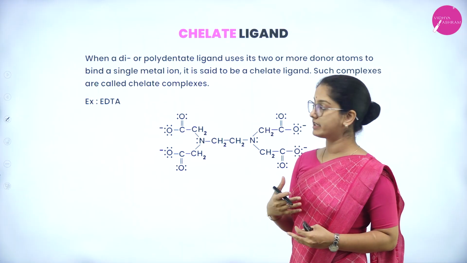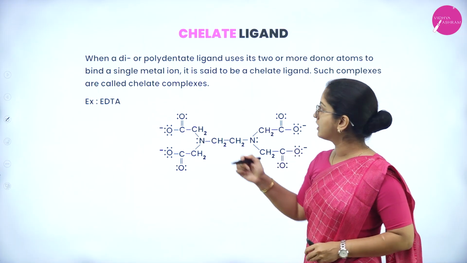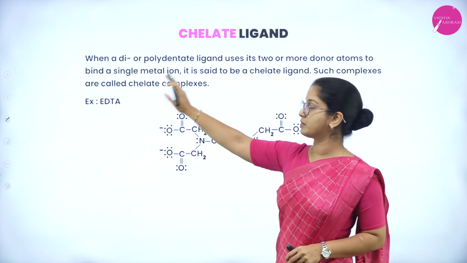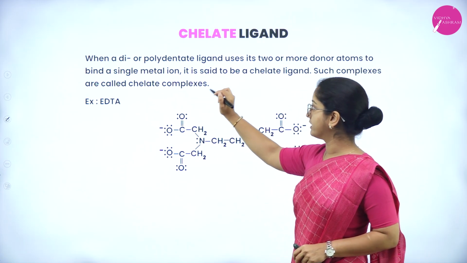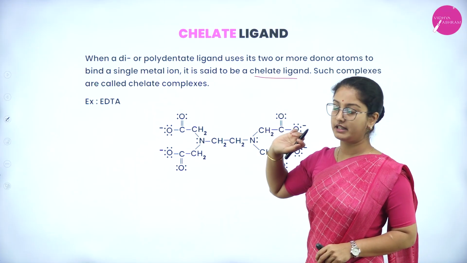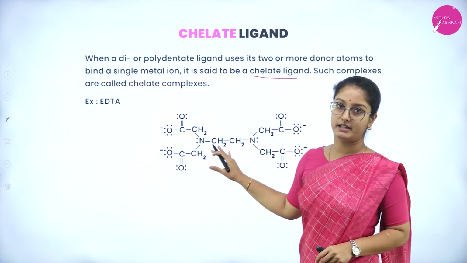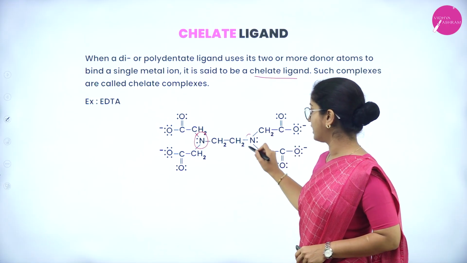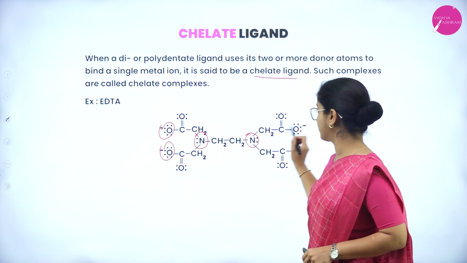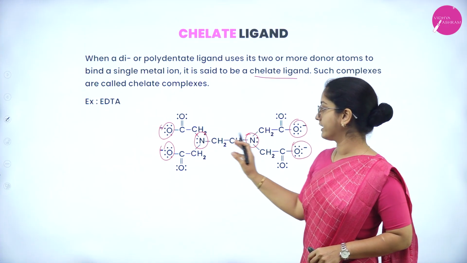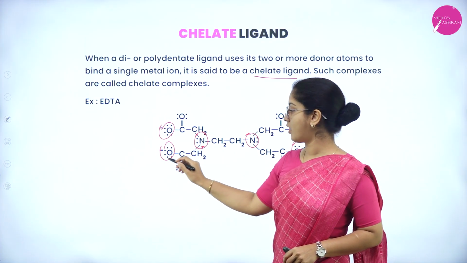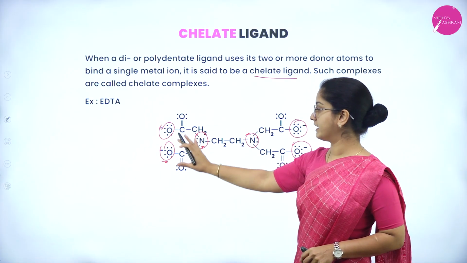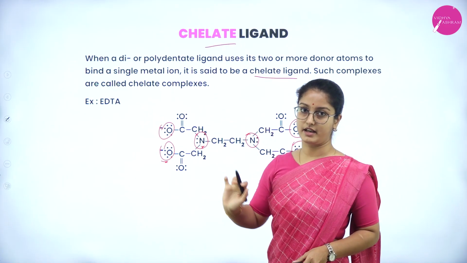Here is another type of ligand, that is chelate. When a di- or polydentate ligand uses its 2 or more donor atoms to bind a single metal ion, it is called a chelate ligand. An example here is EDTA again. Here nitrogen and 4 atoms of oxygen are taken. Either we can consider nitrogen or oxygen, like ambidentate ligands. Such ligands are called chelate ligands.